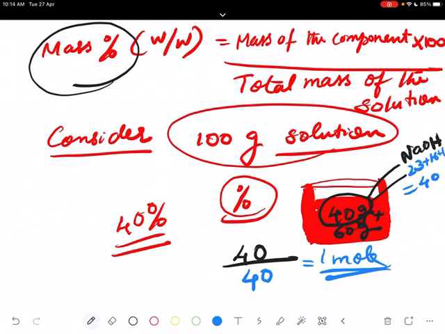So mass percentage term is a side part of a question. Directly, they may not ask mass percentage. Sometimes, for a 1 mark question or 2 mark question, they can ask. Alright, so we are coming to mass percentage, that is the mass of the component upon total mass of the solution into 100.